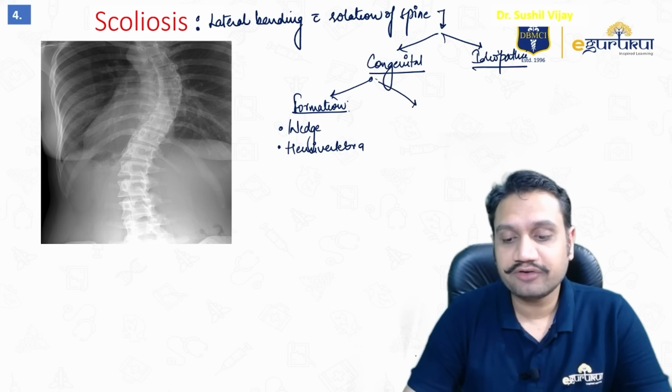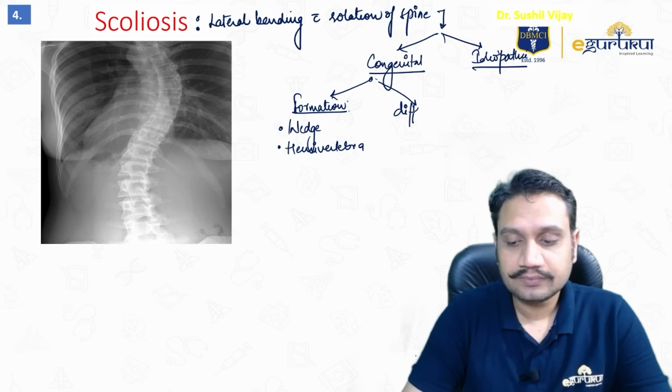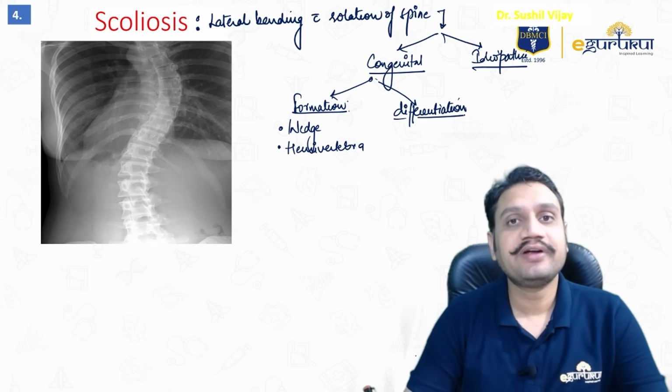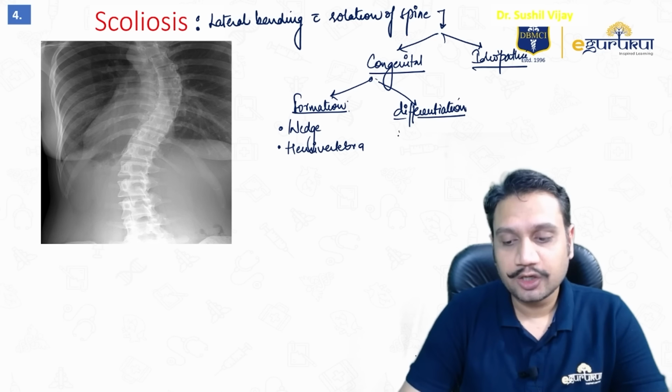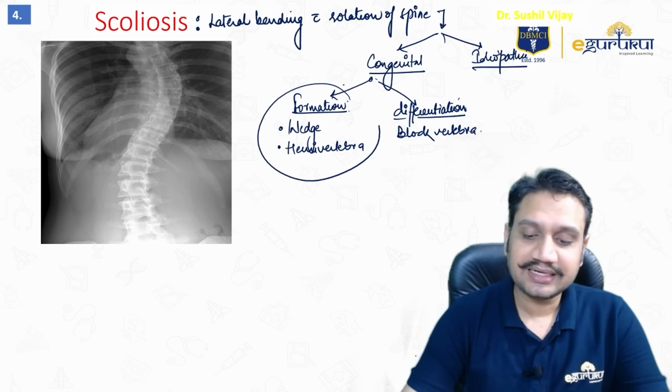When you say failure of differentiation, that means the two vertebrae have failed to separate. So if they fail to separate, what do we call it? We call it a block vertebra, okay? When two vertebrae are stuck together, there is no disc in between them. These are the reasons. They can give you the image.